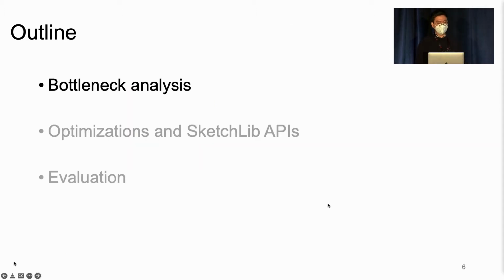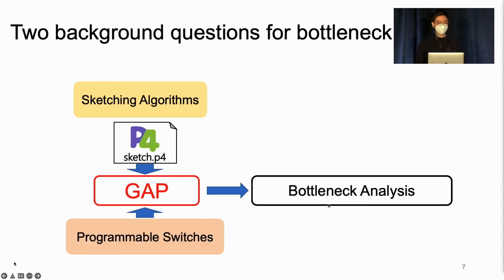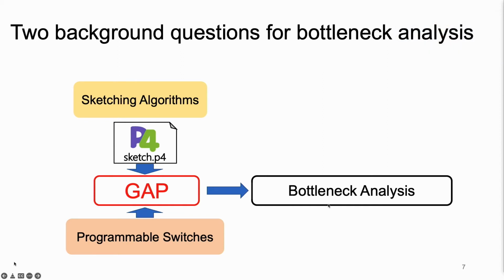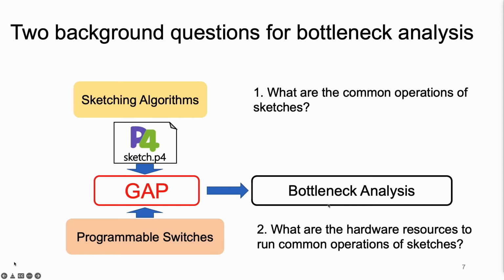So this is the outline of the talk, and let's take a look at bottleneck analysis. In order to bridge the gap between sketch implementations and programmable switches, we want to perform bottleneck analysis to figure out the root cause of the problem. Then we ask 2 background questions. The first question is, what are the common operations of sketches that incur a bottleneck on programmable switches? And the second question is, what are the hardware resources that need to be allocated to run common operations of sketches? So we will take a look at these 2 questions step by step to figure out bottleneck resources.